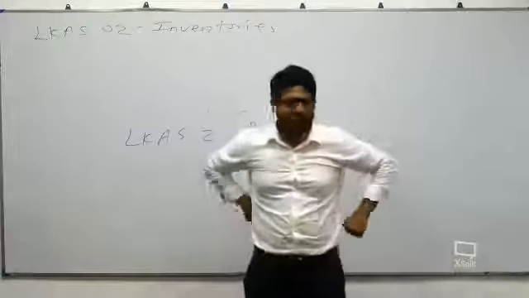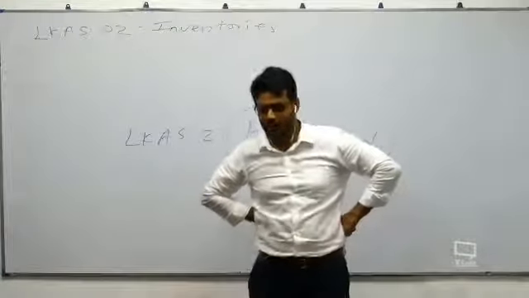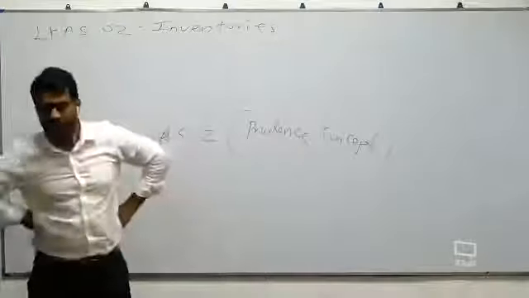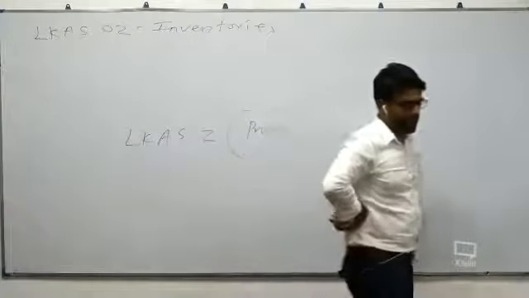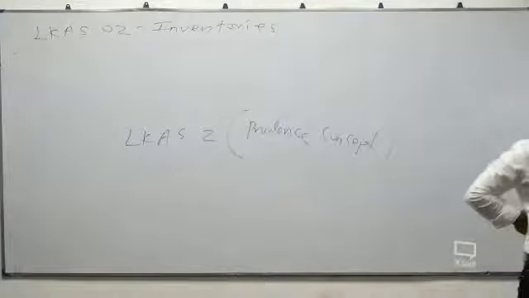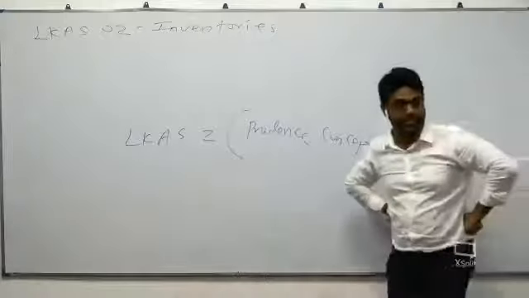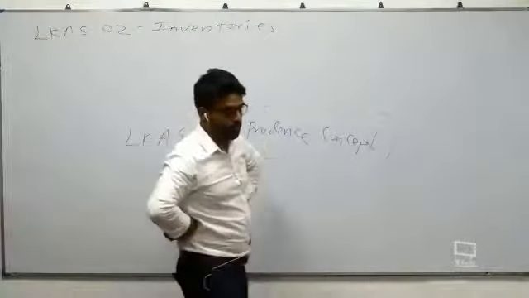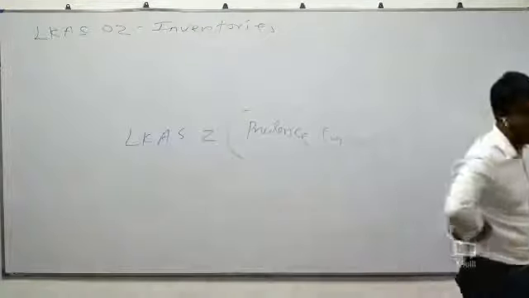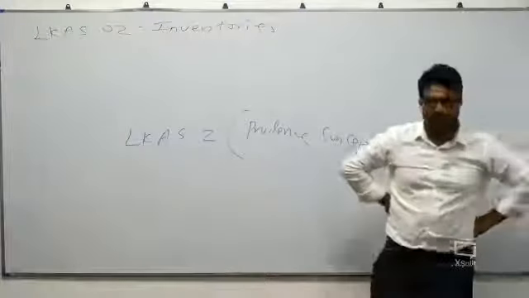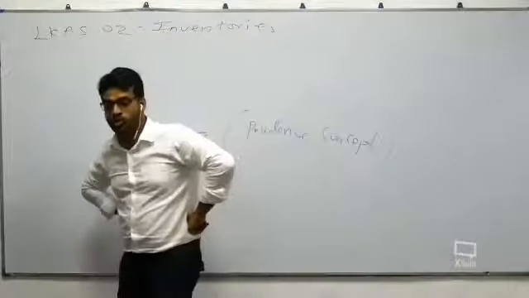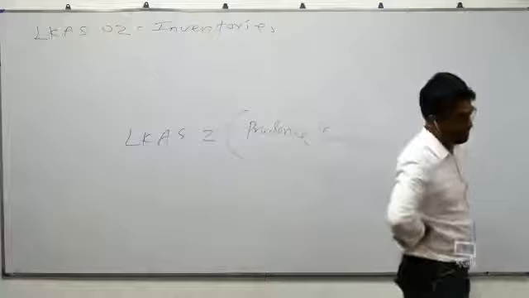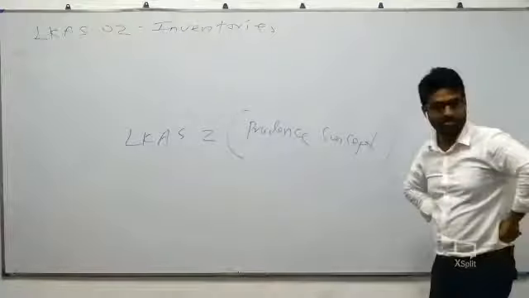Simple question. Requirement number 1. Perform the journal entry to record the above closing inventory. Double entry. Perform the journal entry to record the above closing stock. That's it. Simple question.